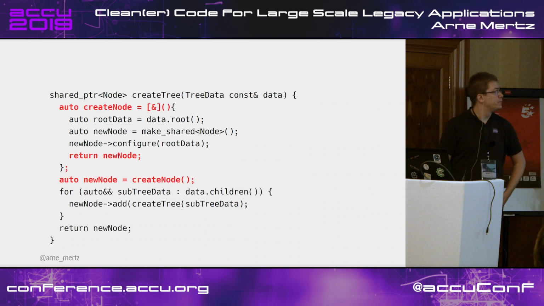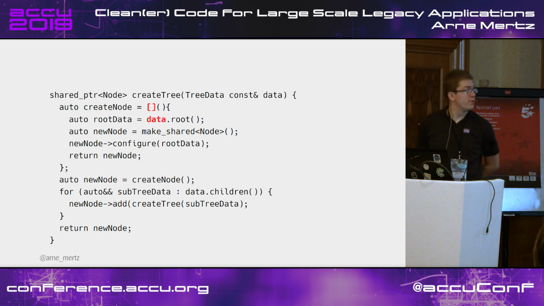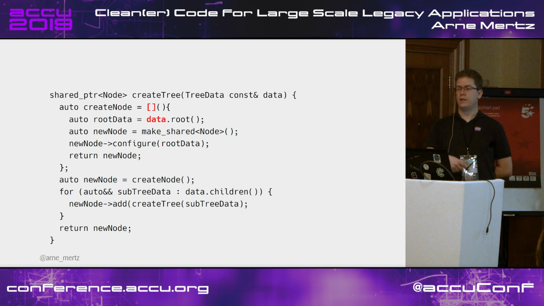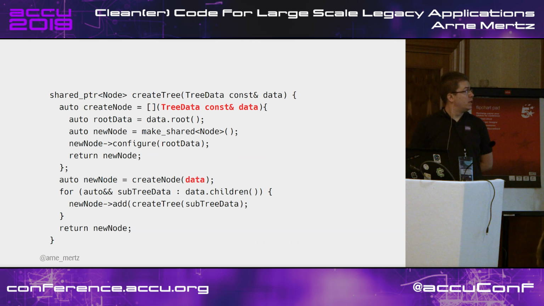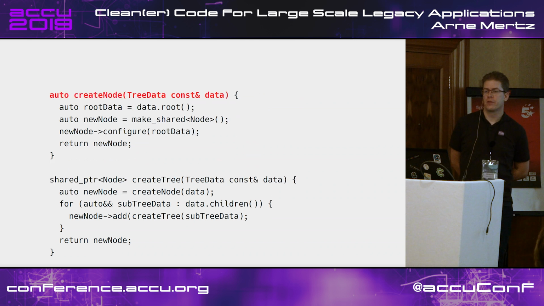So we make it a lambda and say new node is created by create node. We have to capture everything that is before the scope by reference in the lambda. So the next thing we can do is remove that reference. Now the compiler will tell us it doesn't know what data is, because data is not in the scope of the lambda. So at this point we see, okay, data has to be a parameter of the new function. And when we have done that, we can just take the lambda and make it a free function. And this is all with the help of the compiler.